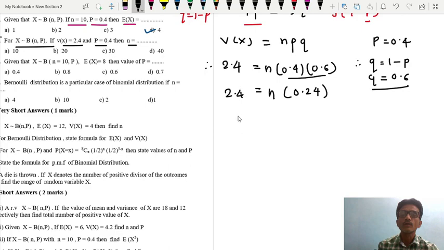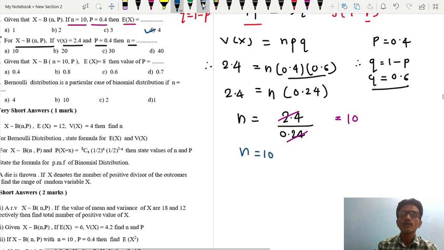So what will we get? n is equal to 2.4 divided by 0.24, and we cancel this. If we cancel this, you will get n is equal to 10. So n is equal to 10 is the answer. Here the first option is the correct option.